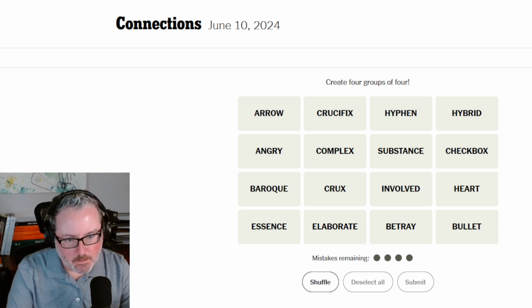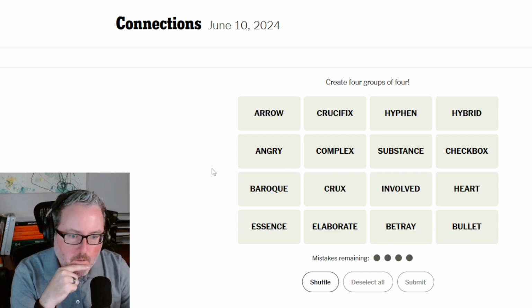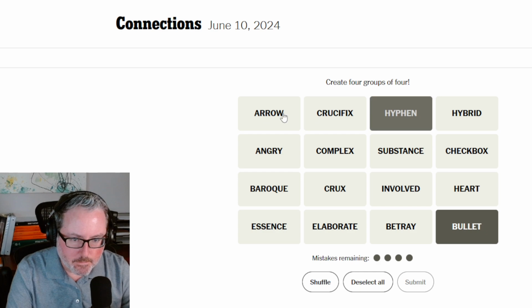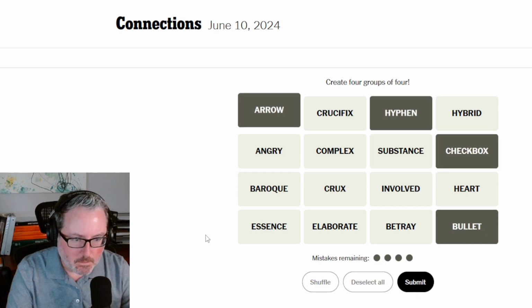What else have we got? We've got baroque, betray, involved, angry. They're all kind of not necessarily emotions, but what else would we have? Hybrid. I don't see it. Some of these can be tricky. This is actually the first one I ever played, but I've seen other people do these. I think bullet, hyphen, arrow, and checkbox might be a good place to try.